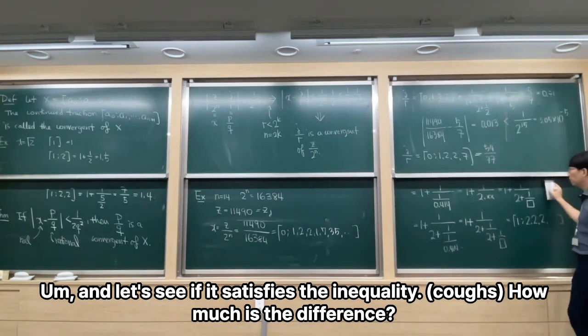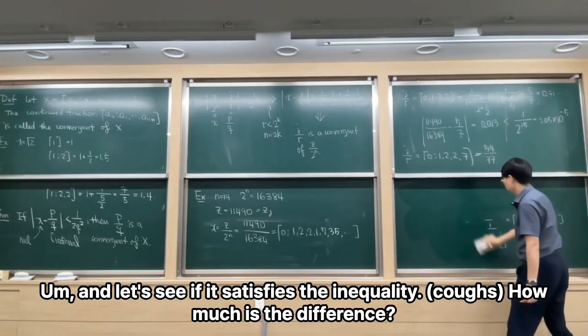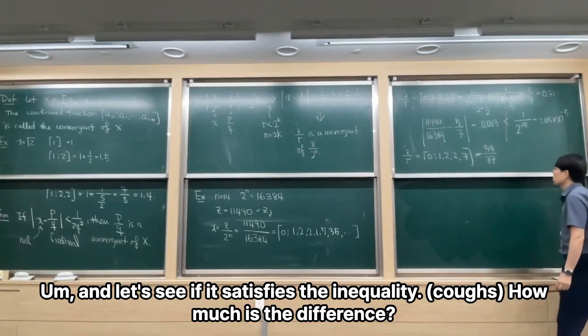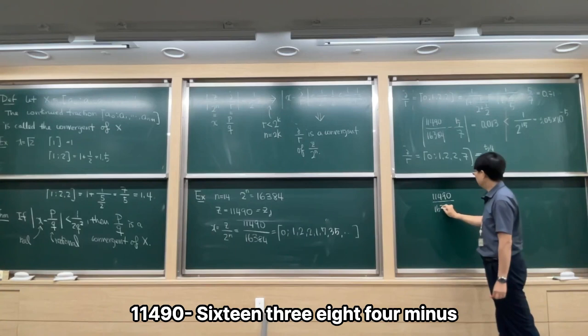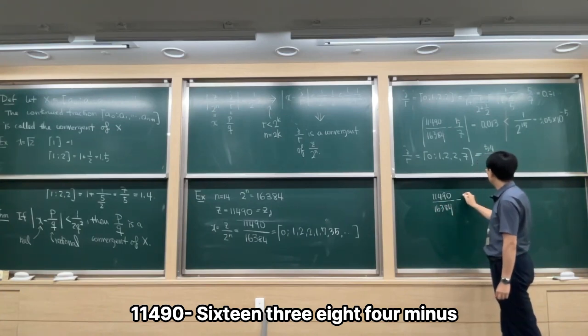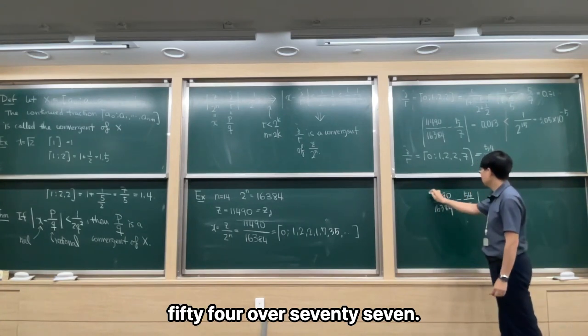How much is the difference? 11490 over 16384 minus 54 over 77. How much is it?